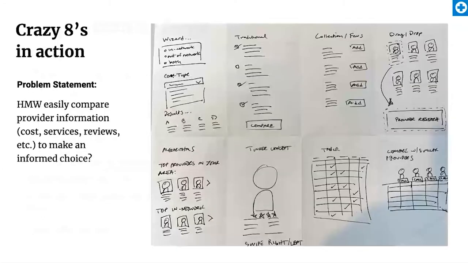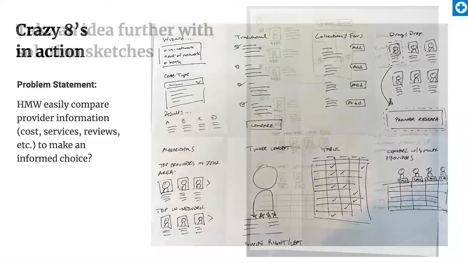And here you see the Crazy Eights exercise in action. Again, in our scenario, we were looking at how might we easily compare provider information so our members can make an informed choice. In the exercise, some of the ideas that were explored included sending users through a wizard that would lead to a specialist recommendations, different ways to compare providers, such as in a table or showing similar providers to the one you're looking at, think Amazon related items, and an algorithm that would surface top providers based on your location or network.